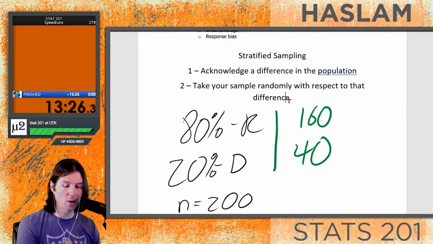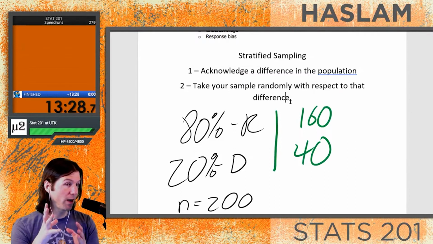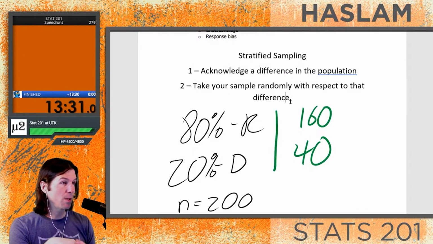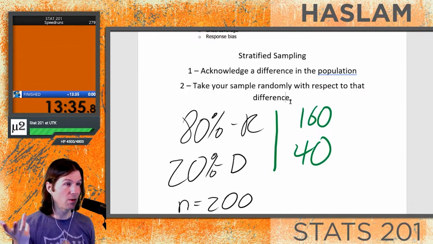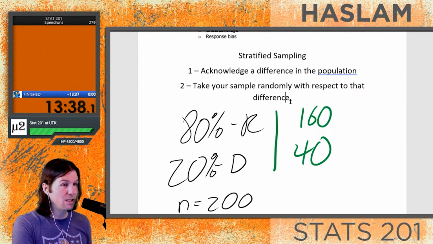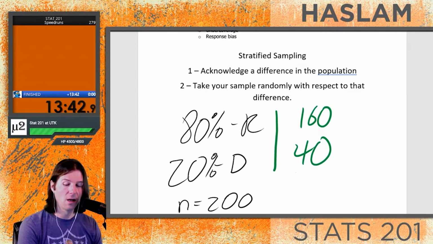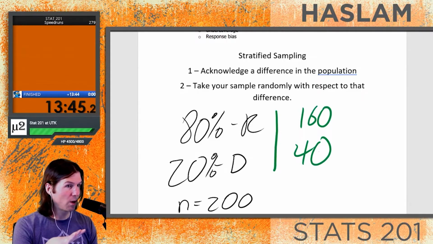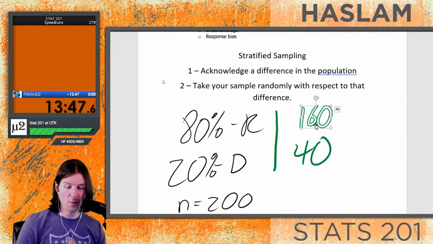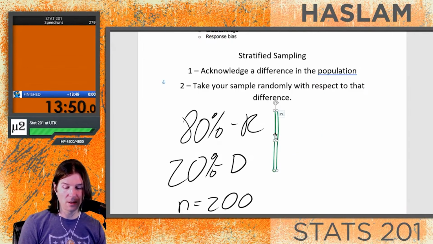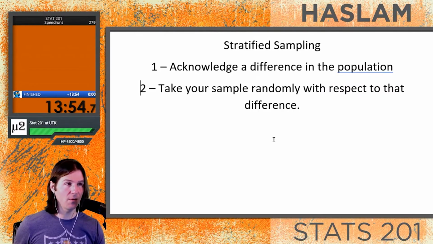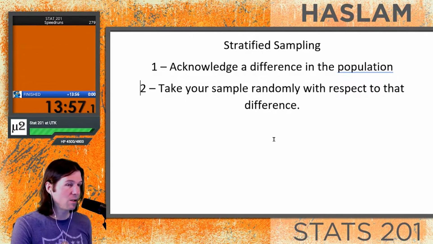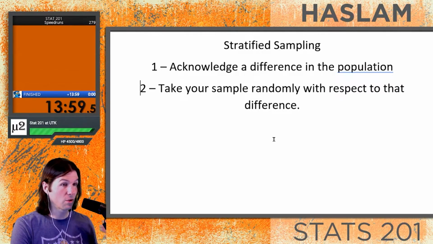So in this example right here, we're acknowledging a difference that our factory makes regular and our factory makes diet. Then we're sampling in accordance to that difference where we're saying, well, then to be representative, if we make 80% regular and 20% diet, we need to take 160 regular cans and 40 diet cans in our sample of 200, lest we undercover or overcover certain groups. So when you stratify, you always start by acknowledging a difference. If you were to acknowledge the differences between majors, you would be stratifying. Like if you say there's a difference between psychology and supply chain, you're stratifying.